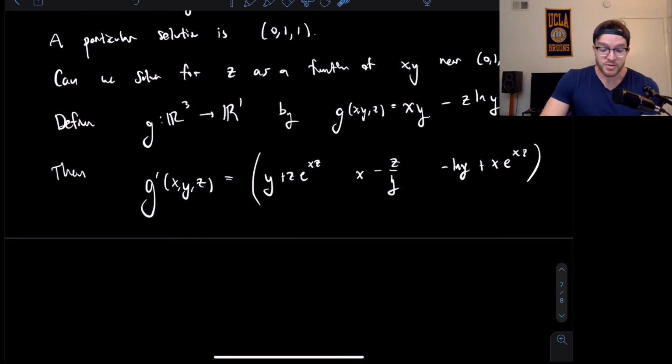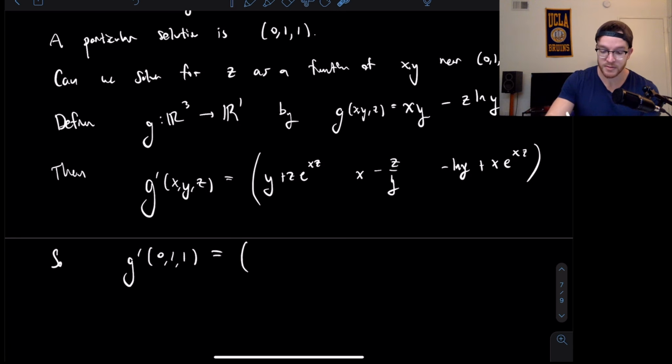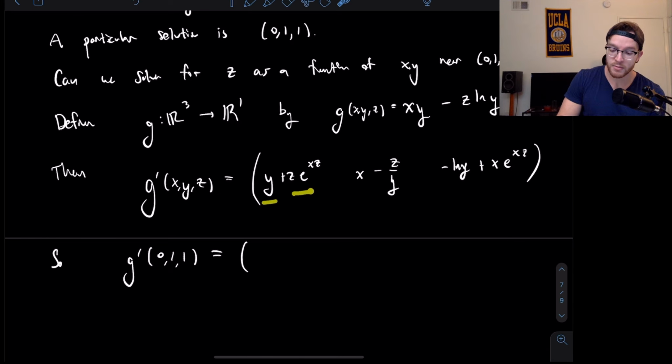Okay, but I actually just care about the Jacobian at my specific point, right? So g prime of this point 0, 1, 1 is going to be, let's see, 1 plus 1 is 2. 0 minus 1 is negative 1. And then here, this is going to be 0 plus 0.